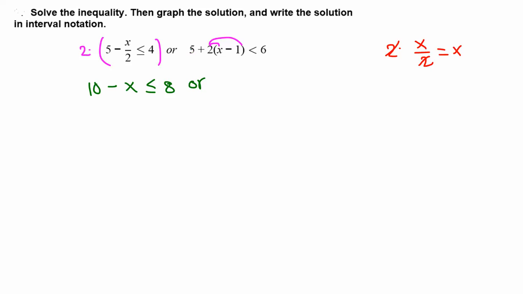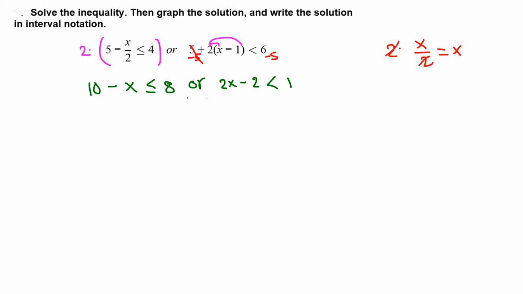Or, this is plus 5, we can move 5 all the way to the other side, or we can multiply first then move, doesn't matter. Subtract 5 from both sides, then distribute this, or we don't have to, this is 2 times, then we can divide both sides by 2 as well, same thing. Let me distribute: 2x minus 2 times 1, 2, is less than 6 minus 5, 1.